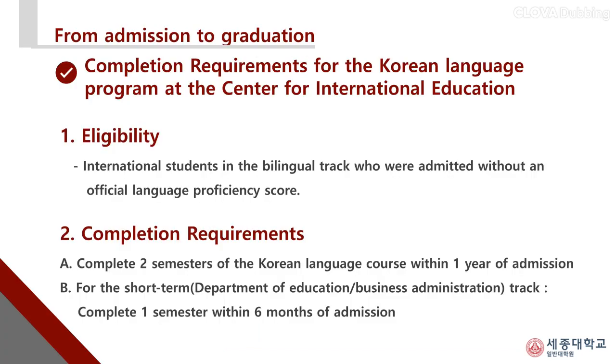Let me first explain the completion requirements for the Korean language program at the Center for International Education. This program is for international students in the bilingual track who were admitted without an official language proficiency score. To complete the program, you need to finish 2 semesters of the Korean language course within 1 year of admission. For the short-term track, you must complete 1 semester within 6 months of admission.